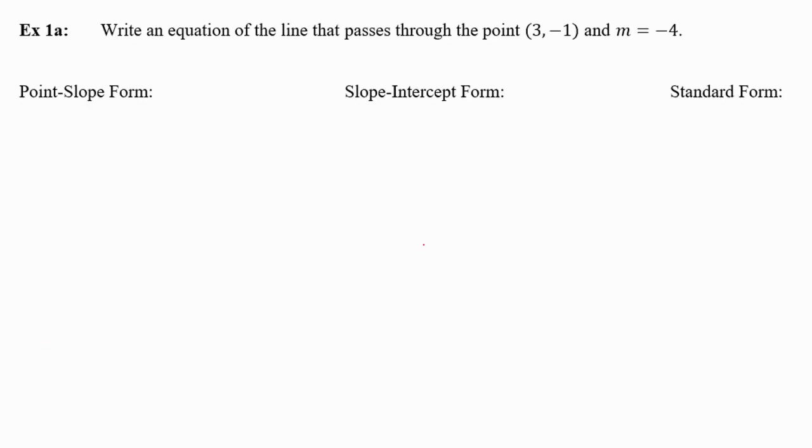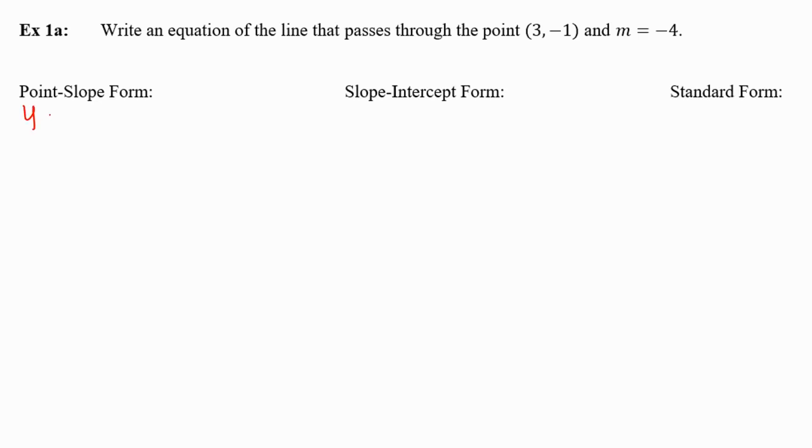Alright, so example 1a says write an equation of the line that passes through the point (3, -1) and m equals -4. Remembering that m is the letter to represent slope, first we need to come up with an equation in point slope form. The reason we're going with that method first is because it only requires a point and a slope, and that's exactly what's given to us. So it should be a little bit easier to complete.